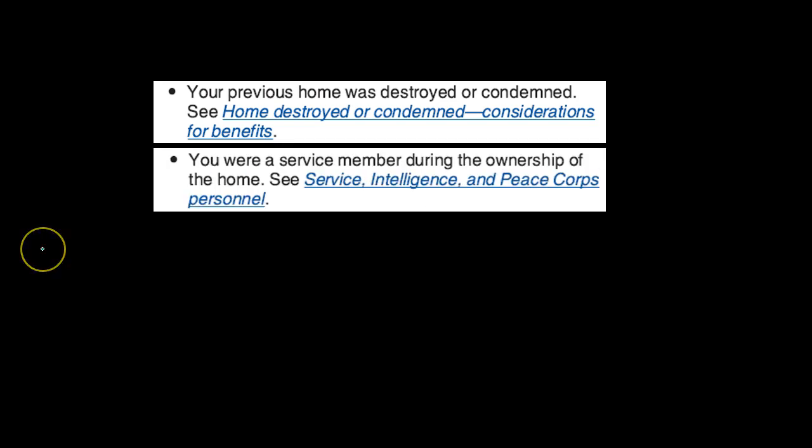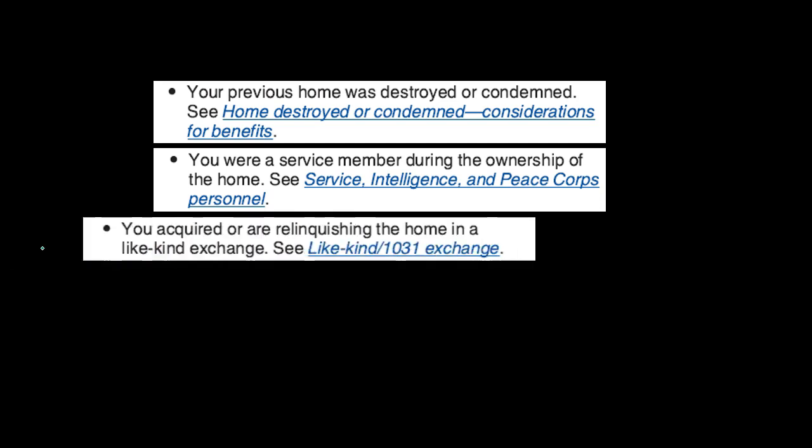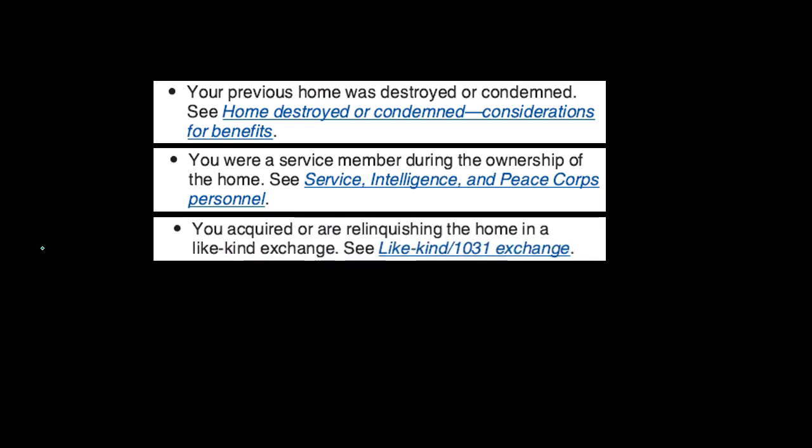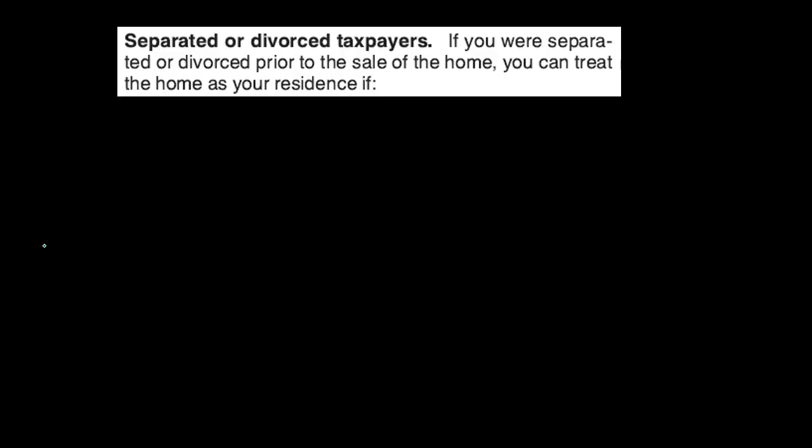Your previous home was destroyed or condemned. So if it was destroyed or condemned, we could see home destroyed or condemned, considerations for benefits. You were a service member during the ownership of the home. Then we could see the service, intelligence, and Peace Corps personnel. You acquired or are relinquishing the home in a like-kind exchange. We could see the like-kind exchange, otherwise known as a 1031 exchange.